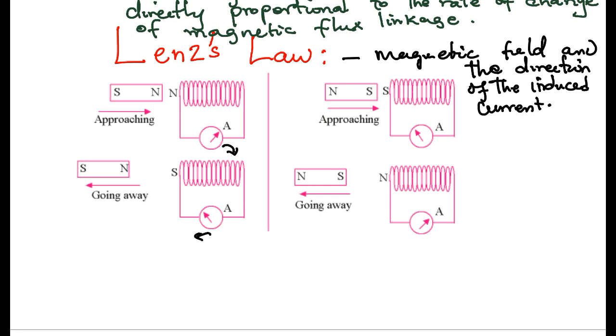Remember, in the first case, we have the North Pole approaching, and as a result, there is an induced North Pole on the coil. When we now withdraw the magnet, we have a South Pole.